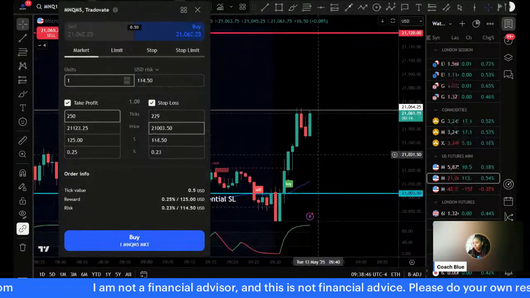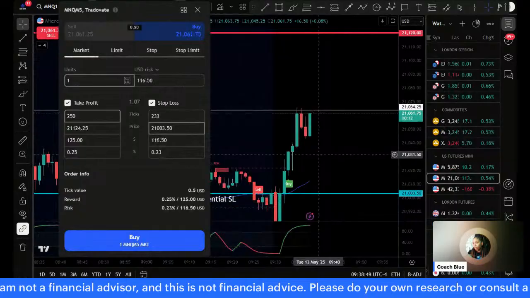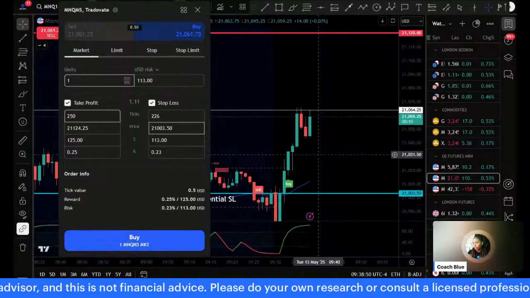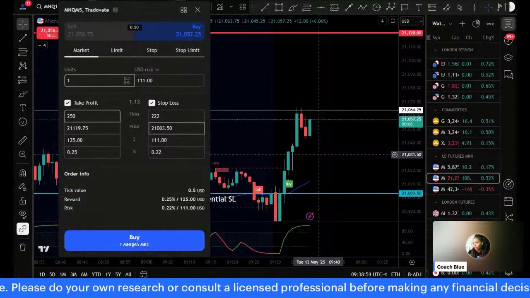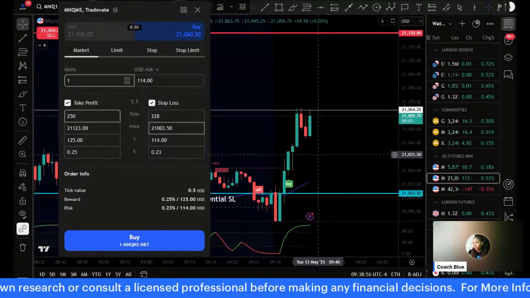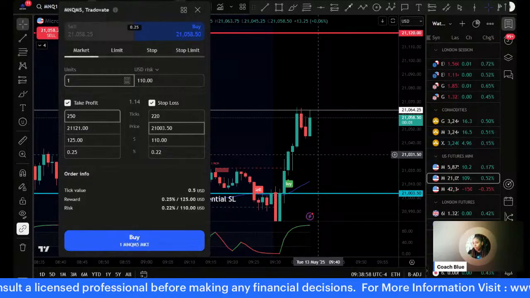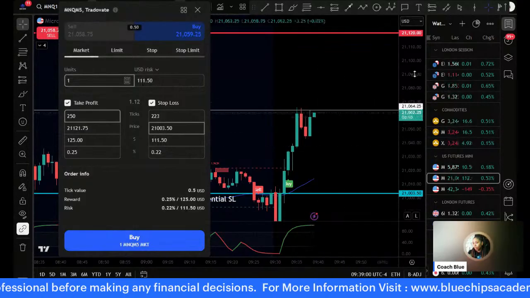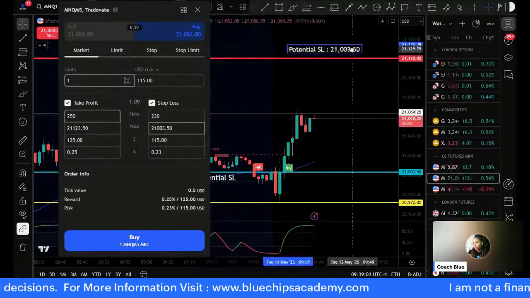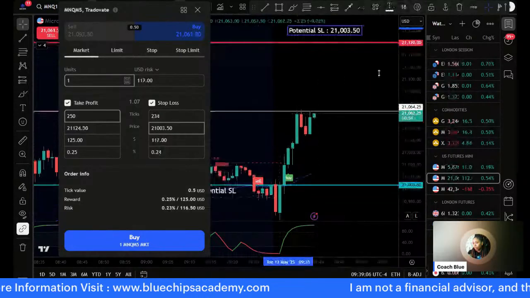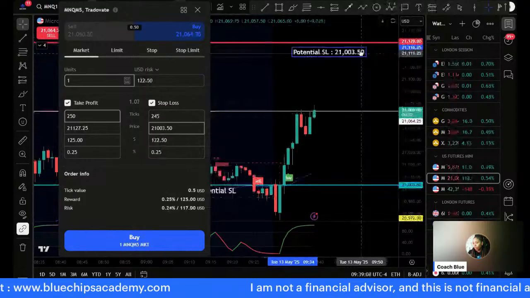Let's see. 10 seconds, y'all. All right. Still didn't break through. So we're being patient. Let's see if this next candle breaks through, y'all.